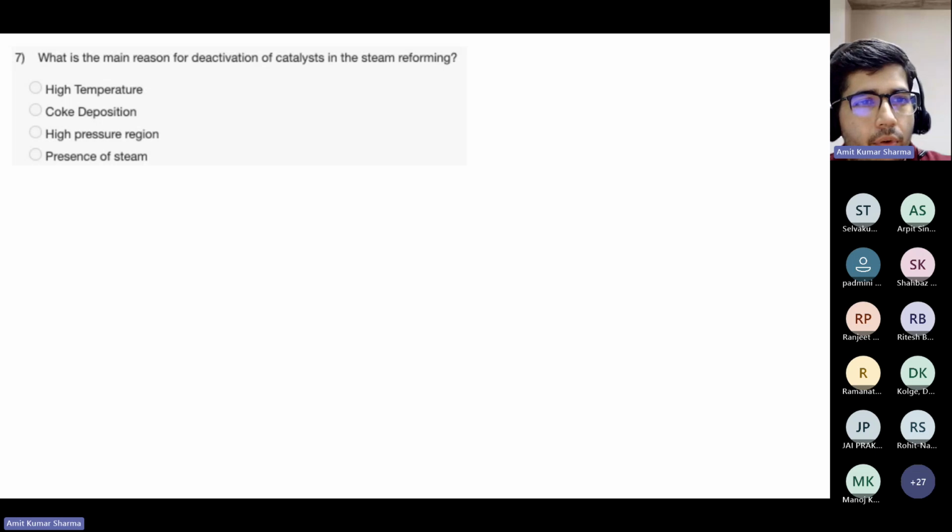What is the main reason for deactivation of catalyst in steam reforming? We have four options: high temperature, coke deposition, high pressure region, and presence of steam. Coke deposition. Okay, so everybody is saying the correct answer is B. Now let me know why answer A is wrong.